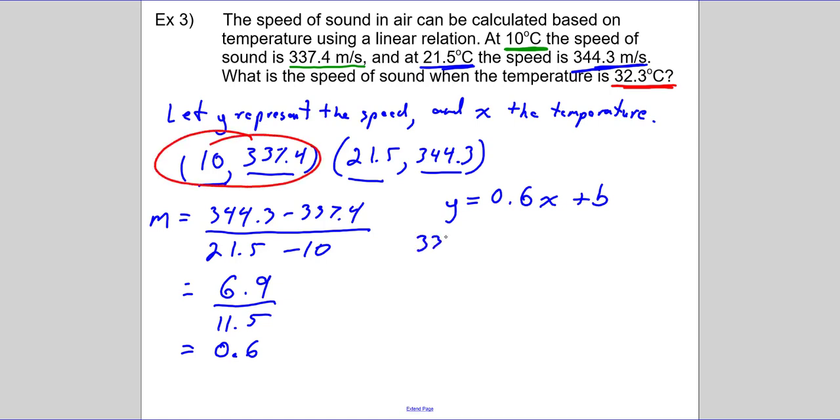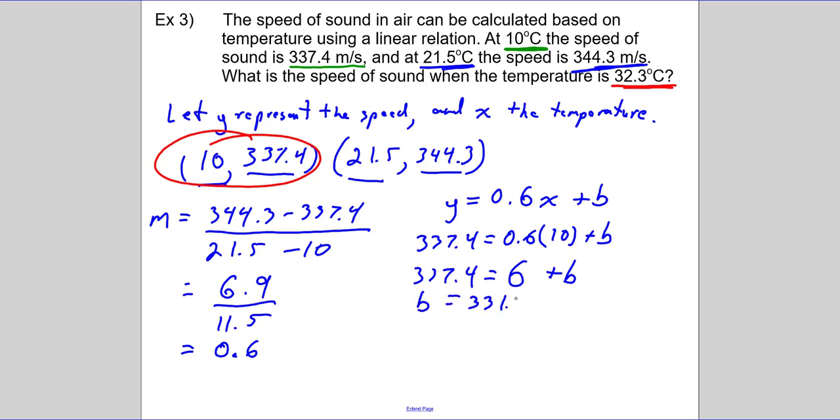So 337.4 equals 0.6 times 10 plus b. So 337.4 is equal to 6 plus b. So therefore, my b value is 331.4. So I have an equation now. y equals 0.6x plus 331.4. Now, why did I spend all the time doing that?